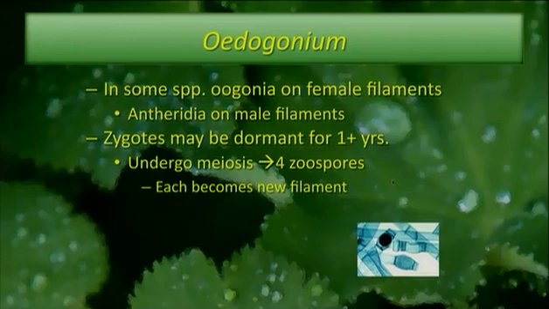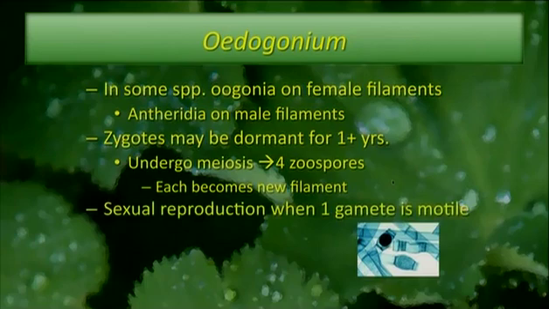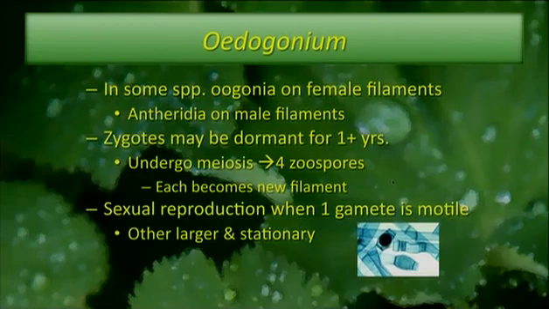So this is a case where sexual reproduction happens when one gamete is motile. Remember that little fringe of a little balding faceless head? The other gamete is larger and stationary. That's a way of mating called oogamy. So we looked at isogamy, where we have two gametes looking the same as each other. And now you have oogamy, where you have a difference between one gamete and another. One gamete is motile, the other is larger and stationary.